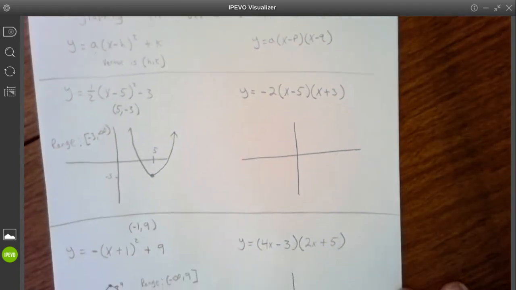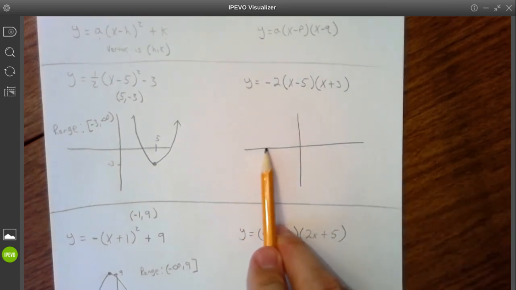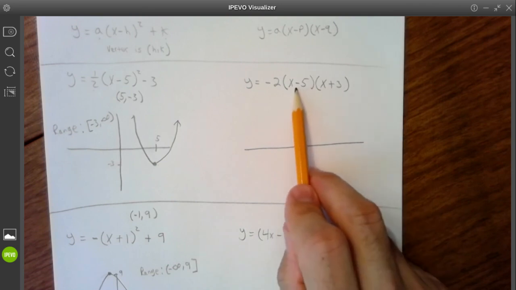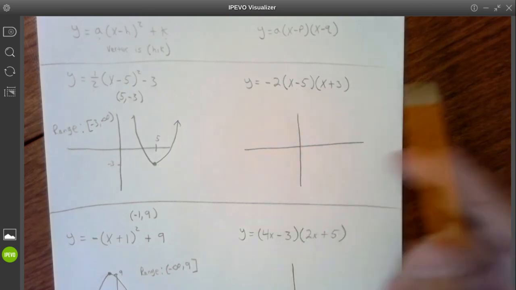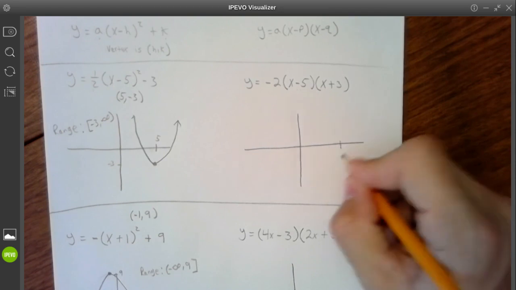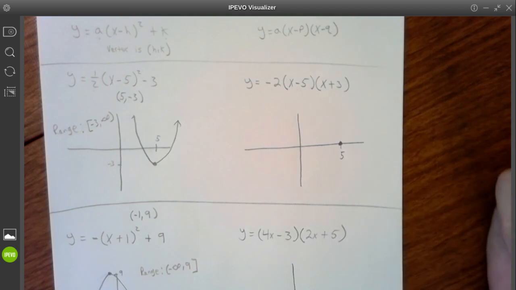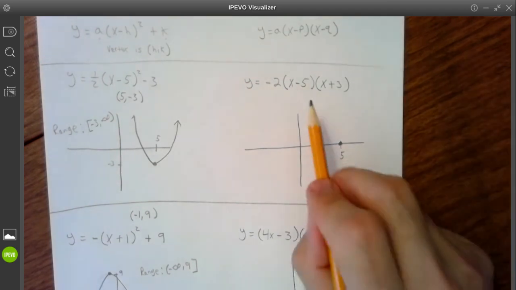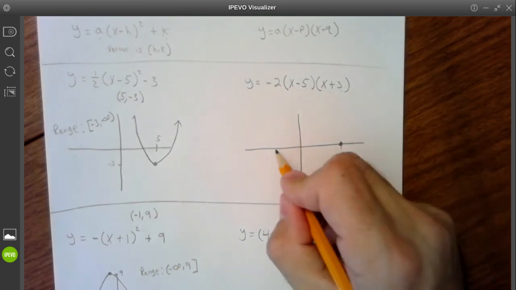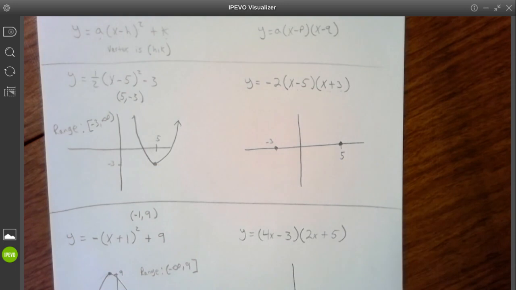So the advantage of factored form is that this tells you where it's going to cross the x-axis, right? Since x minus 5 is a factor, that means that +5, I'll just label it somewhere right here, 5 is an x-intercept. So I know it's going to cross right there. And if x plus 3 is a factor, that means that -3 is an intercept, all right?